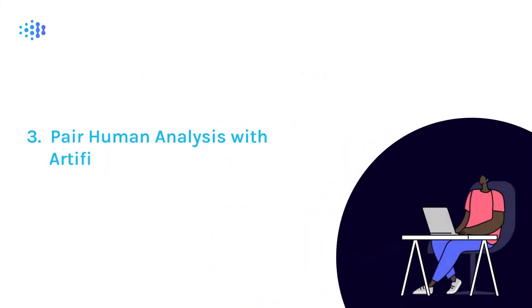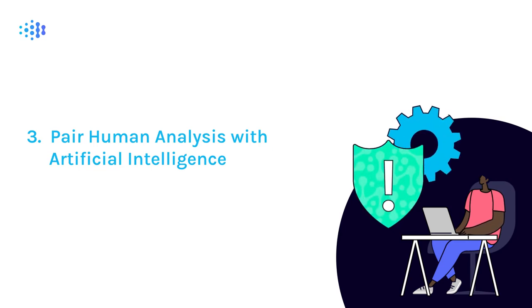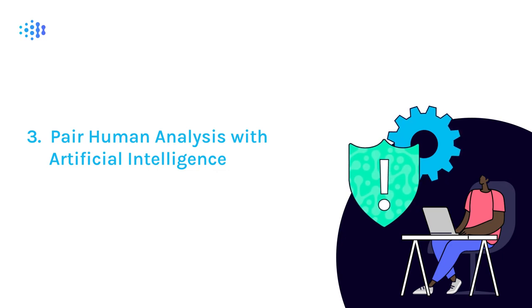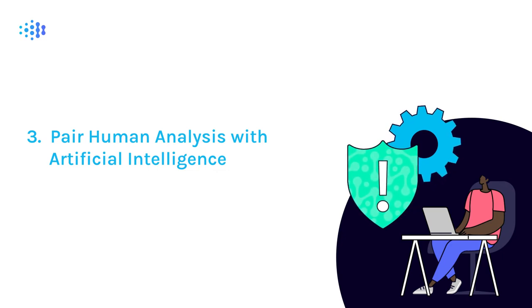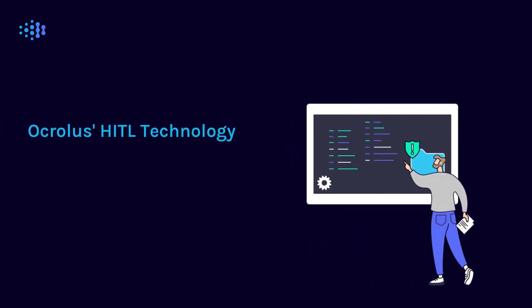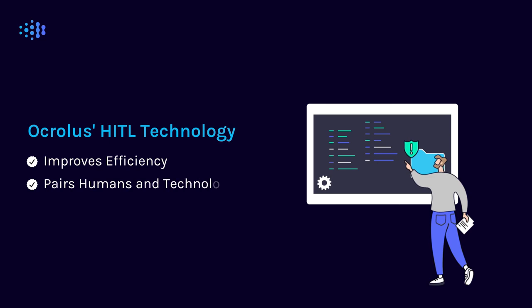Third, machine learning automation allows you to pair human analysis with artificial intelligence by allowing insights derived from data to be easily reviewed by experienced human decision makers. With Ocrolus's unique human-in-the-loop approach to automated machine learning, lenders are enabled to improve the efficiency of their entire workflow process, from document indexing and processing to risk analysis.